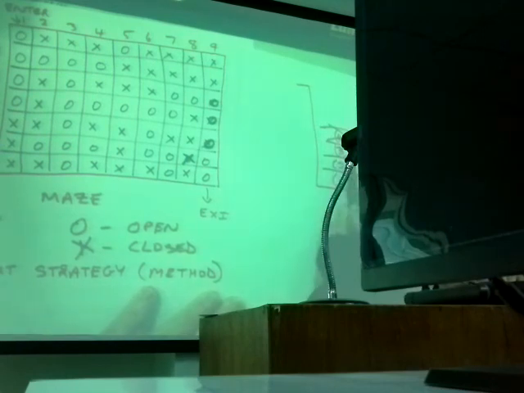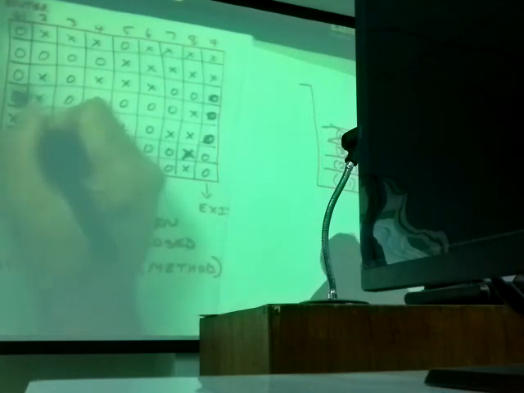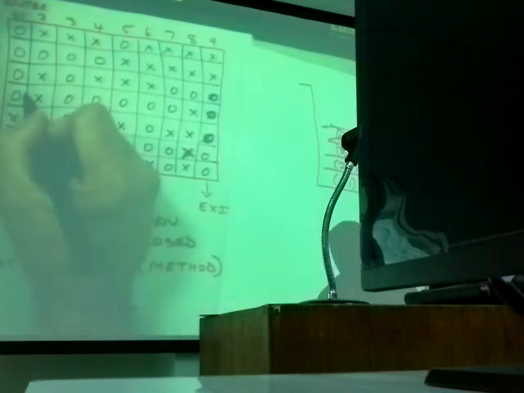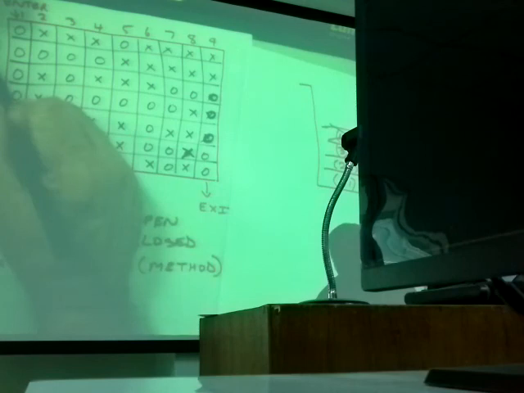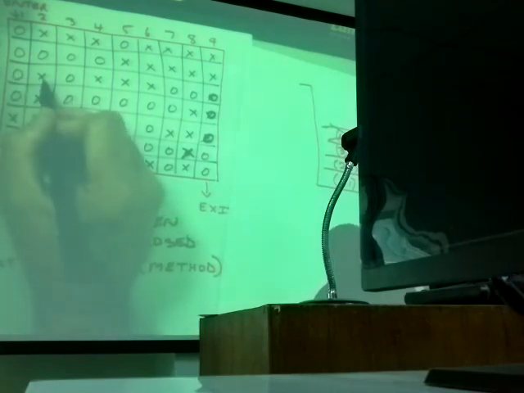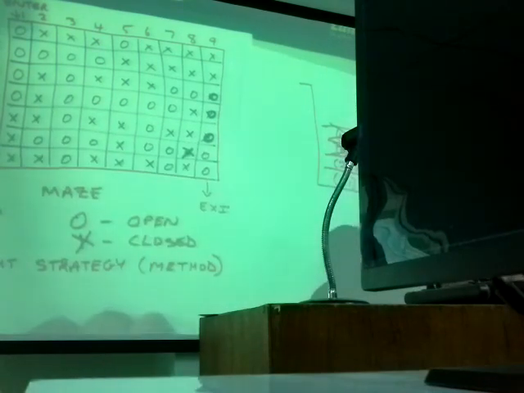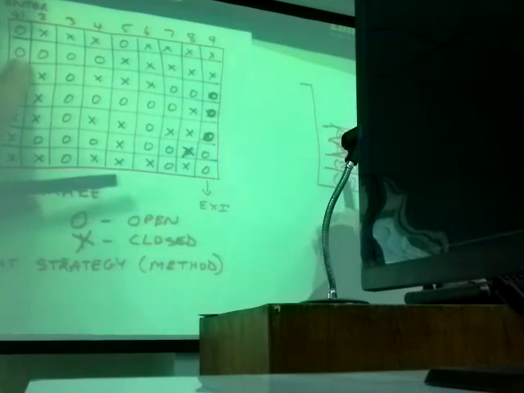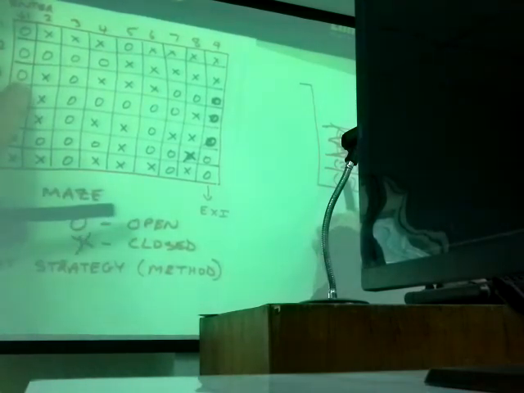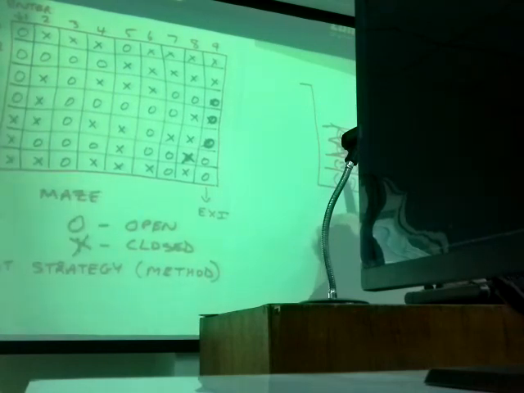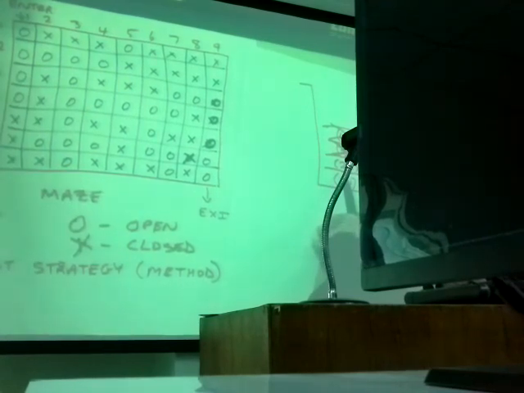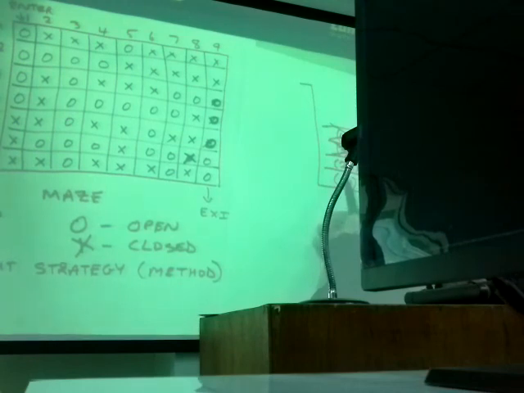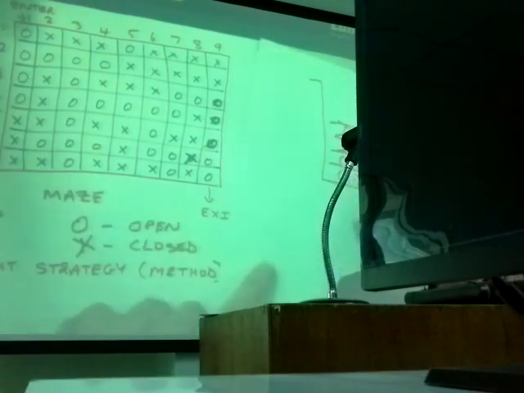So now we're at 3, 1. Can we go down? No, we've already tried that. Can we go to the left? No. Can we go up? No. Can we go to the right? No. So we pop that one. Now we're back at 2, 1. Can we go down? No, we've already tried. Can we go to the left? No. Can we go up? No. Can we go to the right? Yes. So now we put 2, 2 on the stack.